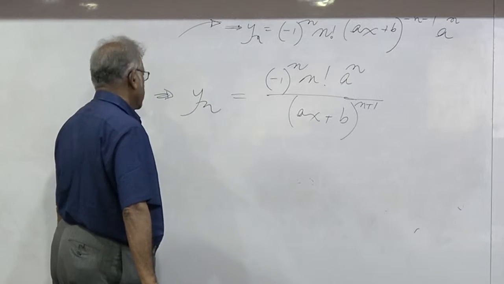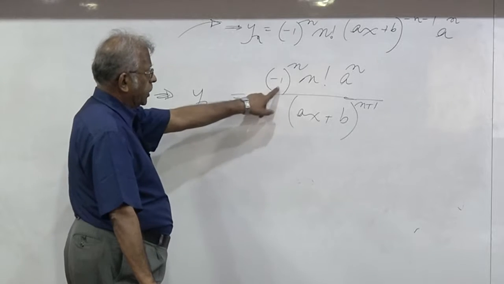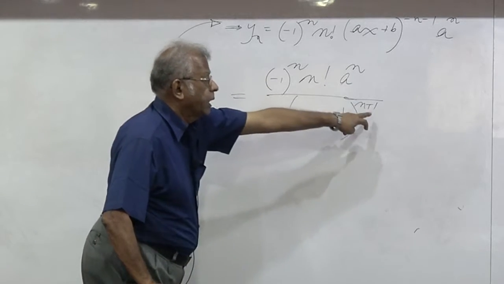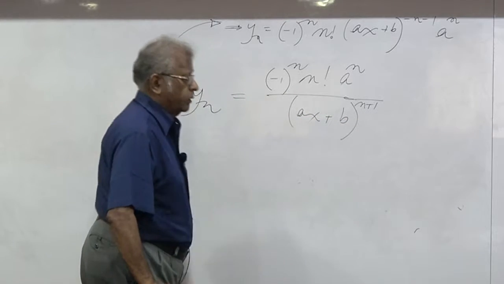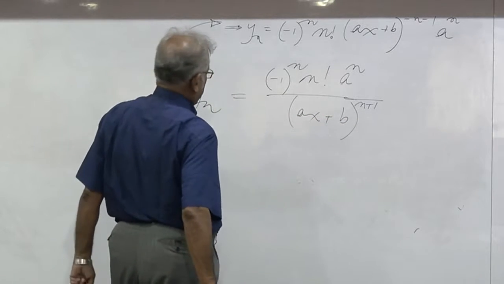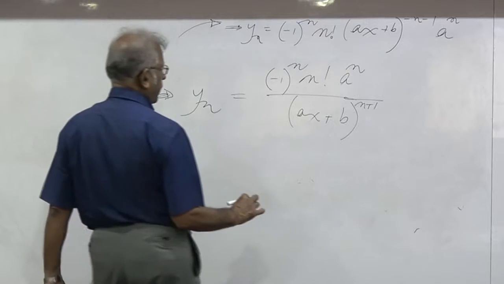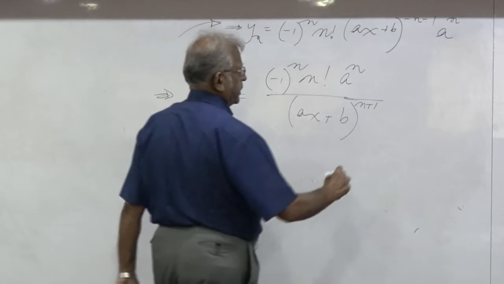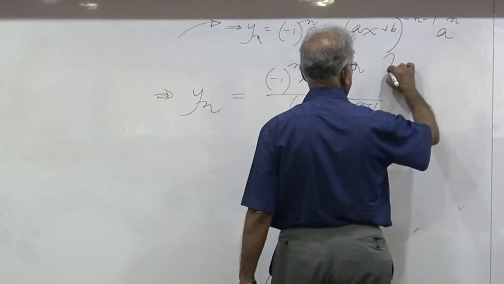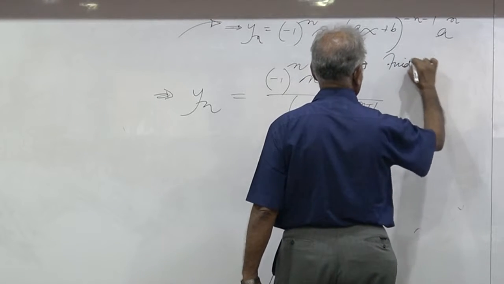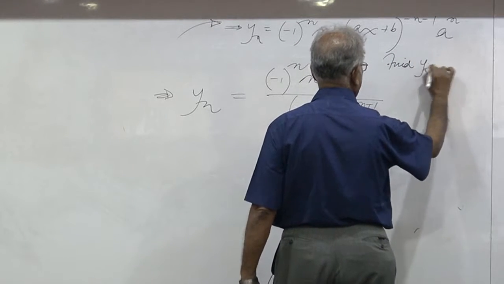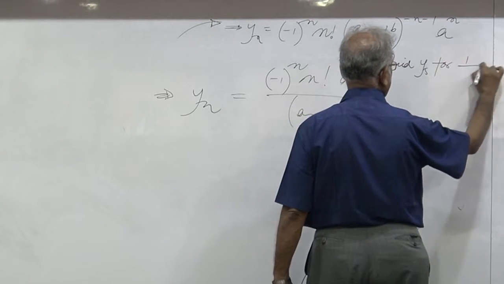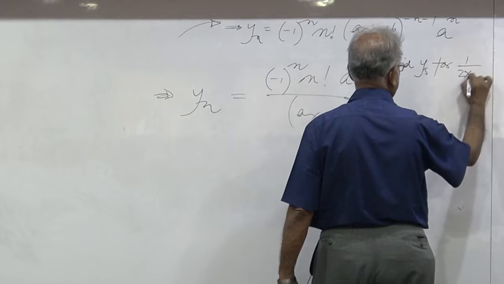That's it. So (-1)^n n! a^n over (ax + b)^(n+1), not n. So if one were to derive, for example, the fifth derivative, a problem can be taken straight away. Find y5 for f(x) = 1 over 2x + 3.